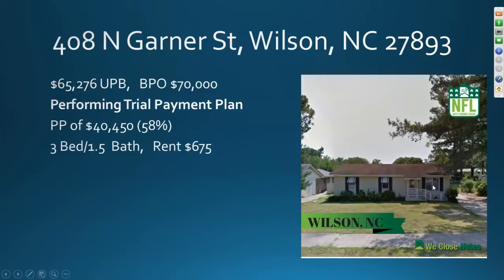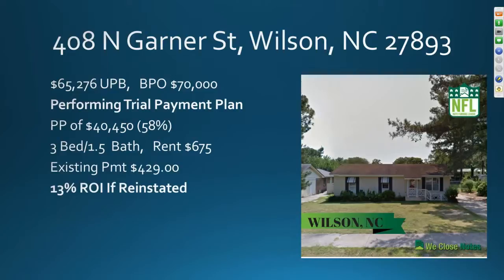Okay, I would also assume you have very little repair need to be done to this property based on just the condition of the property. Based on the exterior, it looks pretty nice. New windows, nice vinyl windows, double pane, not the single pane stuff. And it's in a decent area in North Carolina. 3-bedroom, 1.5 bath. Market rent for the same property is $675 a month. Their existing payments $429.